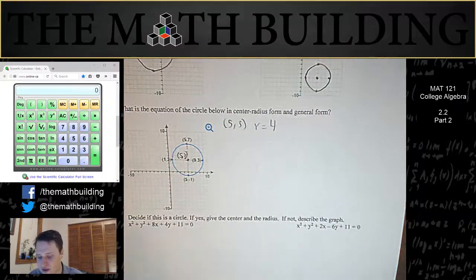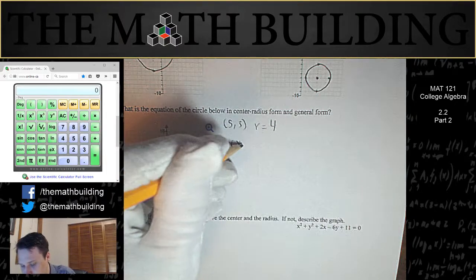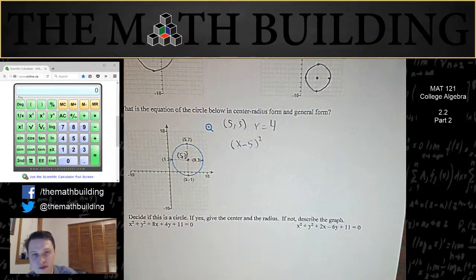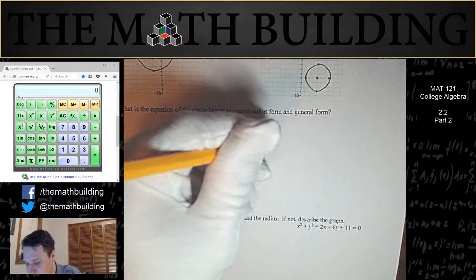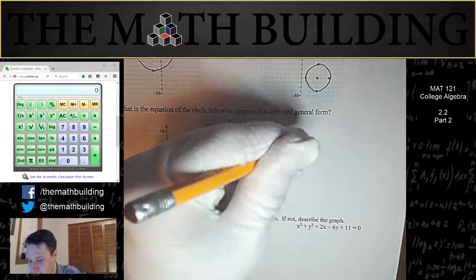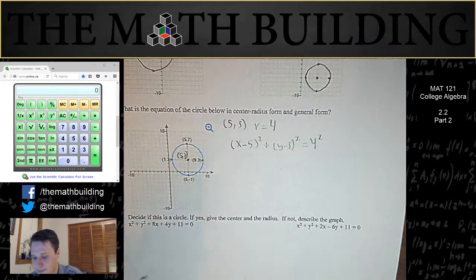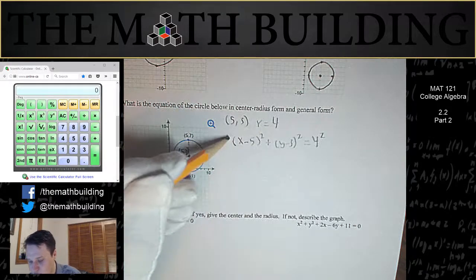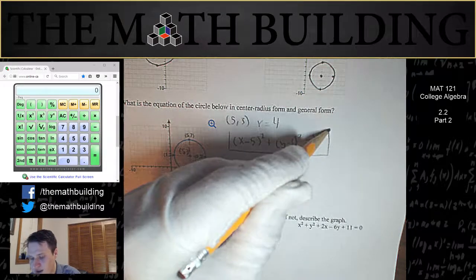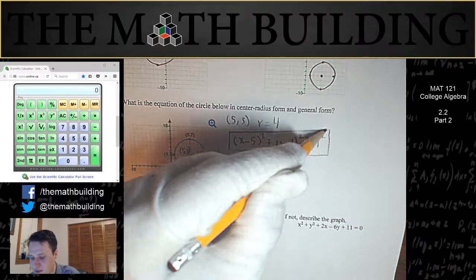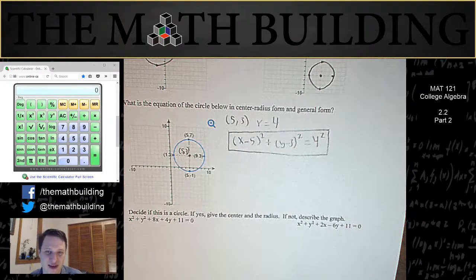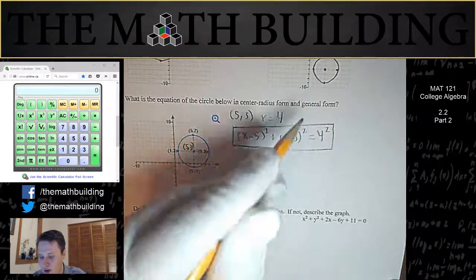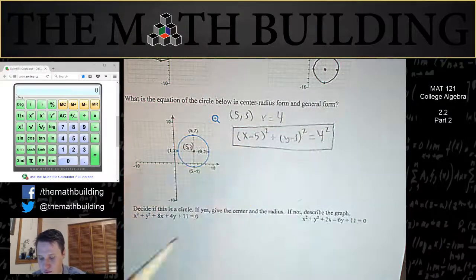So let's put this into the equation form. It'll be x minus 5 squared, remember to flip your sign, plus y minus 3 squared is equal to the radius squared. So x minus 5 squared plus y minus 3 squared equals 4 squared. That's actually the radius form. If the computer doesn't accept your answer, you might turn that into a 16 and see if that makes it work. They also want it in standard form, in general form.